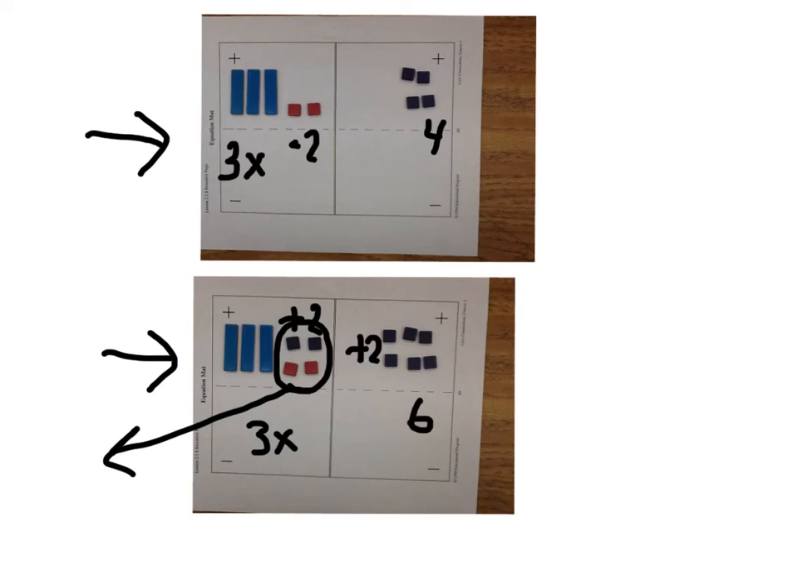So I've gotten that x variable term all by itself, which is what I want to do when I solve an equation for a variable. I want to get the variable by itself, and eventually I want to know what 1x will equal. Well, right now I know that 3x's will equal 6.